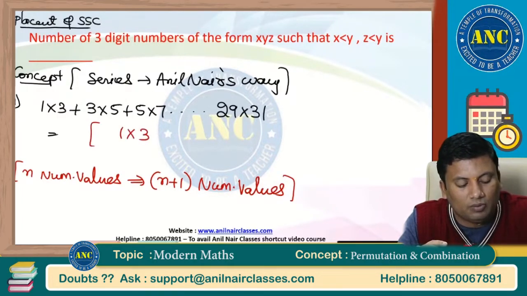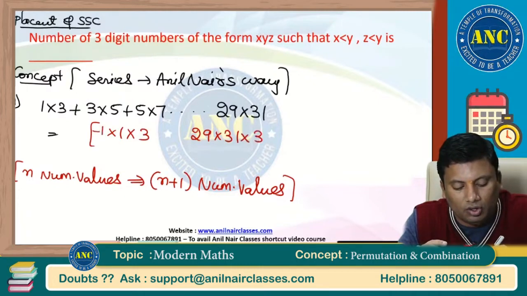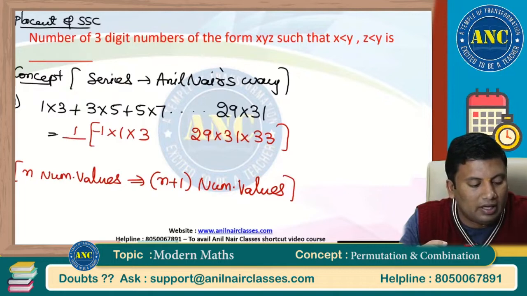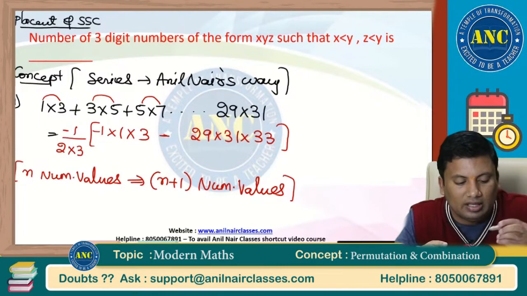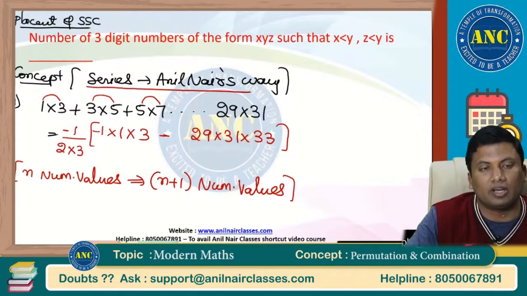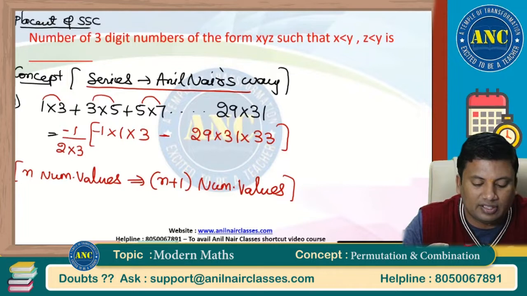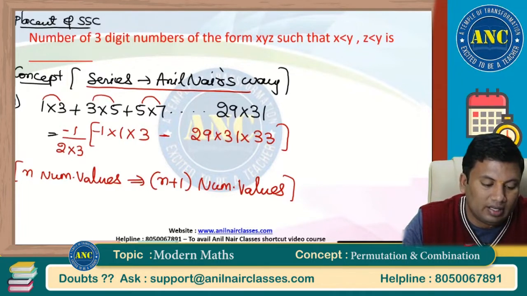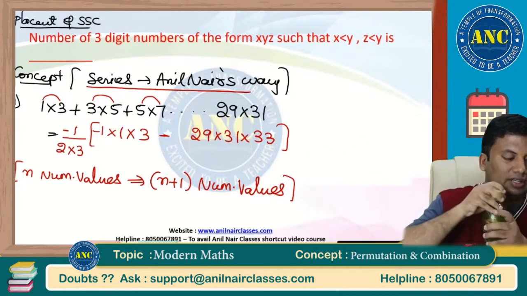Write down the first 2 numerical values. Write the last 2 numerical values. 1 and 3, the difference is 2. Go 2 units before and go 2 units after. The difference between 2 consecutive numerical values is 2, so 2 numerical values became 3. I told you this shortcut in the series problems, how to write these series directly without calculating. Again, 1 and 3, 3 and 5, 5 and 7, up to 29 into 31. The difference is always constant.